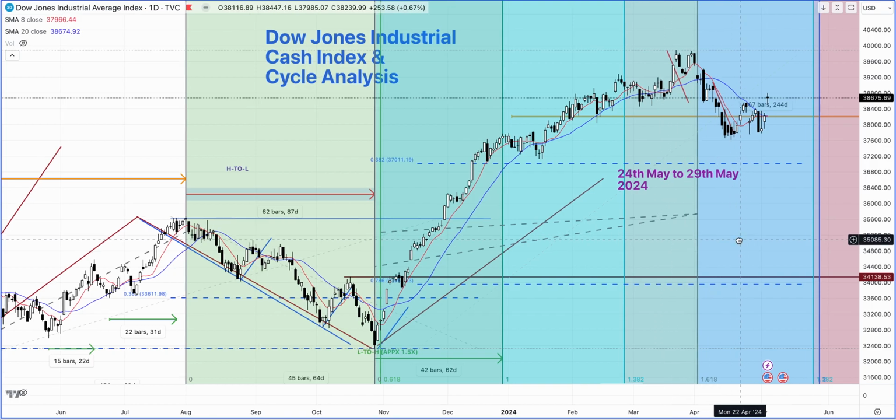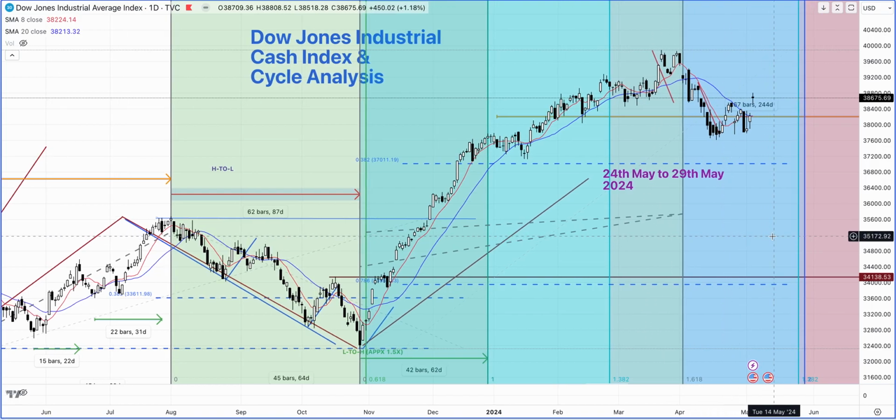Now we have 2 key dates coming up later in the month of May. So that's between the 24th of May to the 29th of May. So what we are expecting is for this correction to complete by then, and we'll wait and see what will happen. We can only forecast. We have no control over the market, but this is what we are expecting per this model that we have been following.